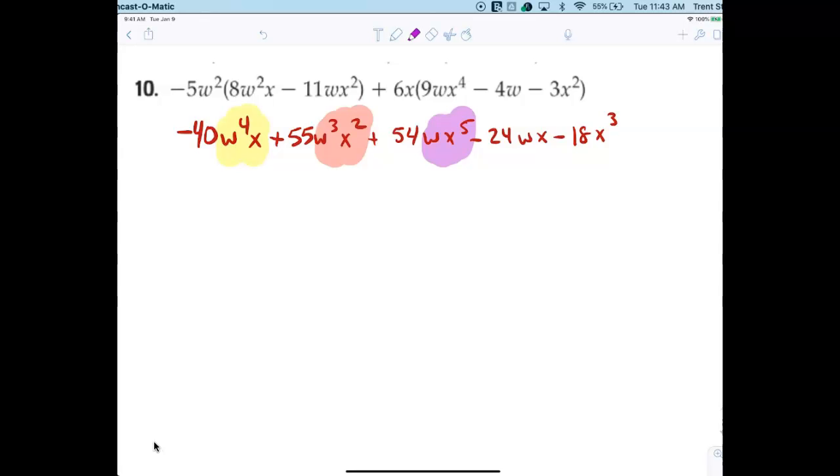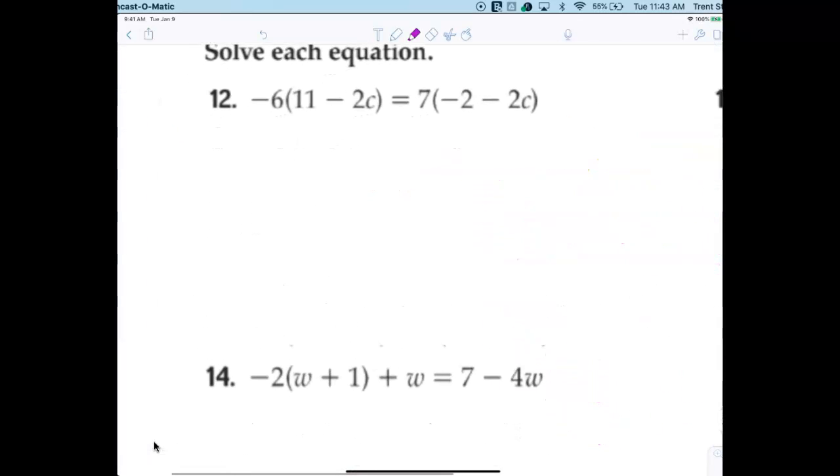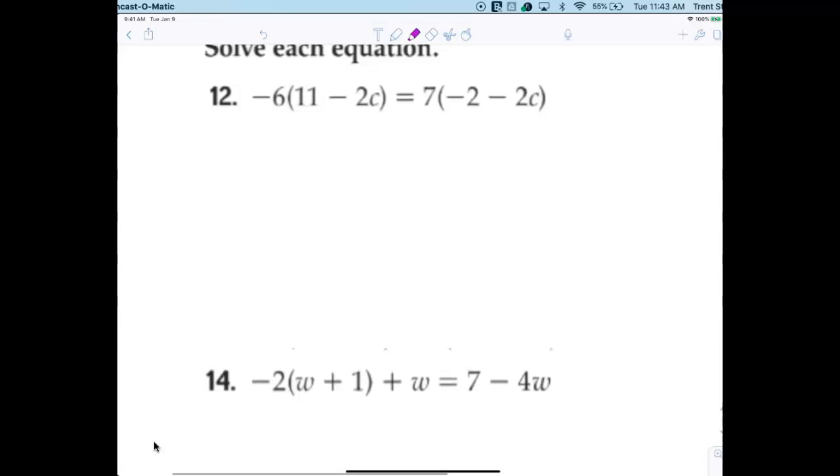All right, here we go. Let's look at number 12 now. All right, this is going back a long time ago. All right, so Mr. Varner, tell me what to do. So negative 66 plus 12c equals negative 14 minus 14c. All right, so now what?